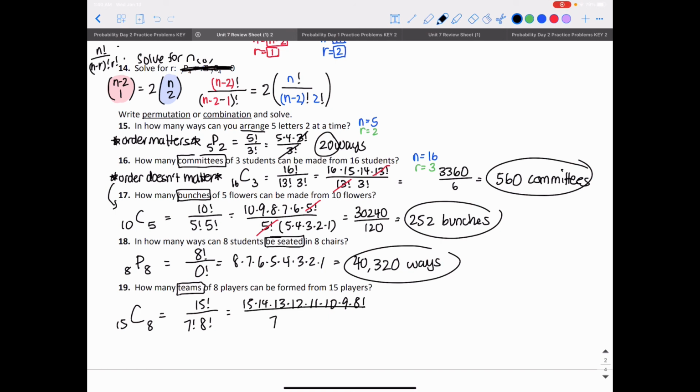I'm going to stop there. I have 7 times 6 times 5 times 4 times 3 times 2 times 1 times 8 factorial. And 8 factorials cancel out in the top and the bottom. You can check your answer by doing this in your calculator, putting in 15, then C, then 8. But your answer should be, you have this in the top, and then in the bottom, 5,040, and you get 6,435 teams.